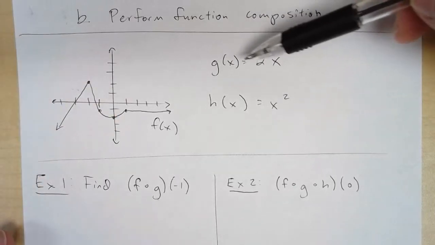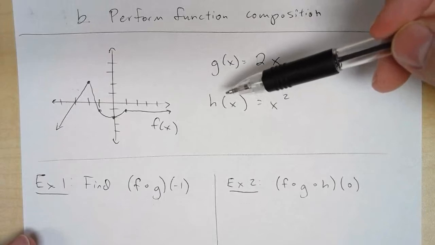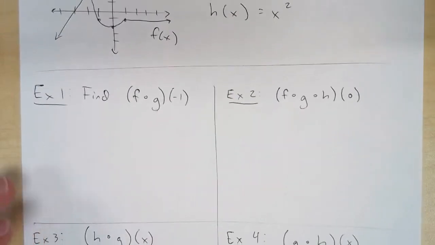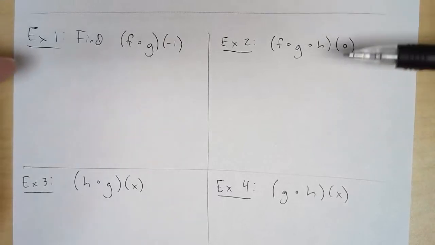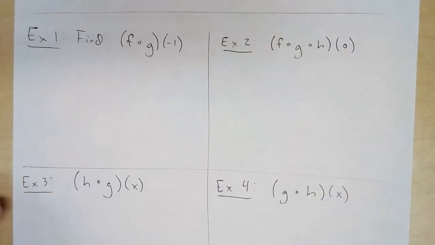Our g function is g of x equals 2x. Our h function is h of x equals x squared. If you would please just make sure you go ahead and copy this down, at least the first couple, so that way we can have space and then you can copy the next couple down.